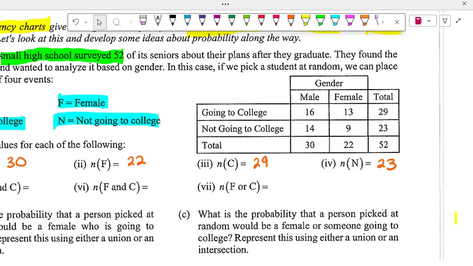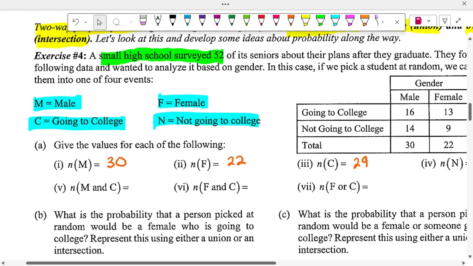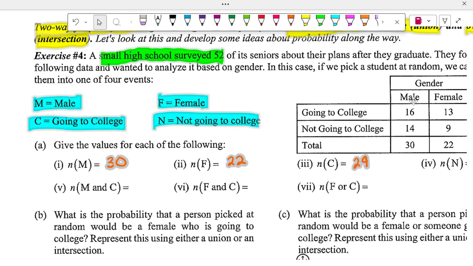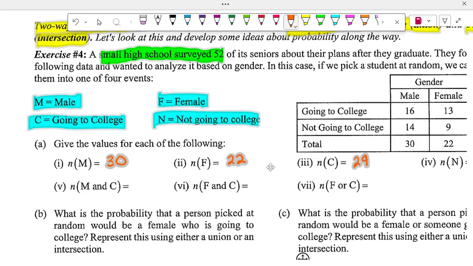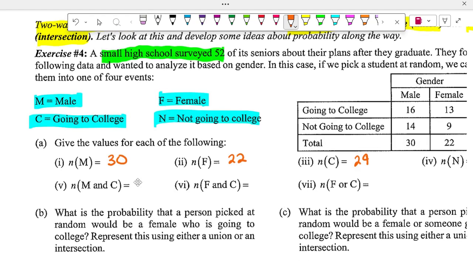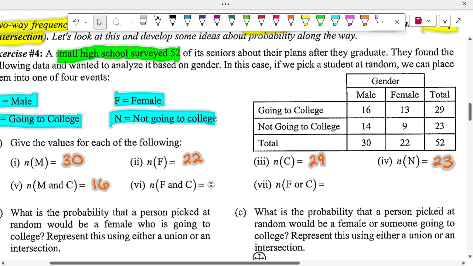23. Now we're getting into some intersections. How many are both male and going to college? 16. You just look right where they intersect. How many are female and going to college? 13.